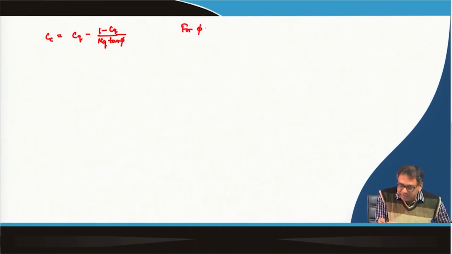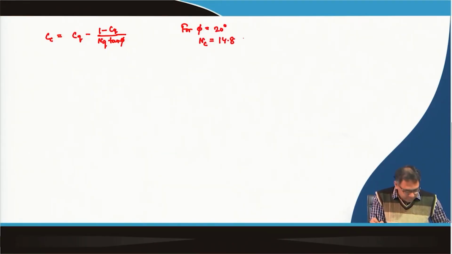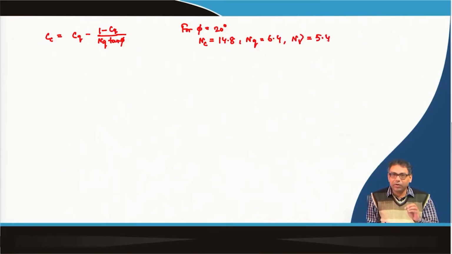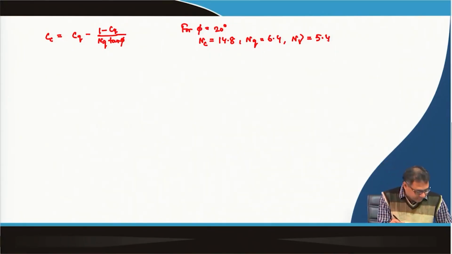Now, for phi equal to 20 degree, my Nc is equal to 14.8, Nq is equal to 6.4 and N gamma is equal to 5.4. Okay, because here we have to consider the general shear values directly from that table, because the compressibility effect itself will take care of the local shear failure or intermediate failure. So, that correction will itself take care of that. So, that means here this is the value.